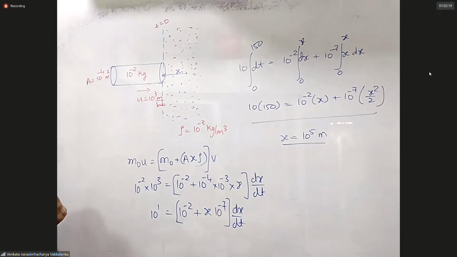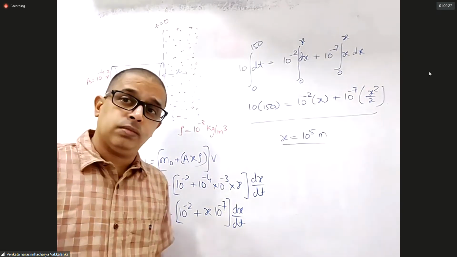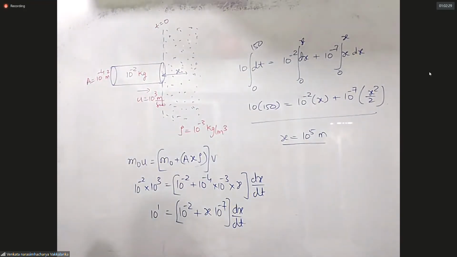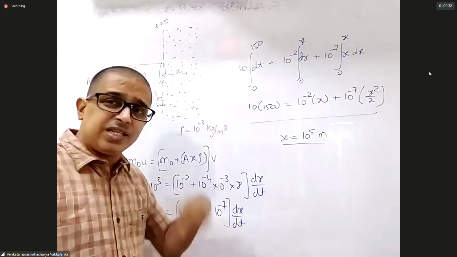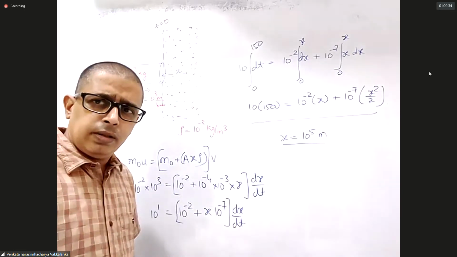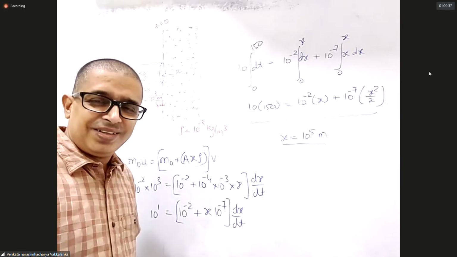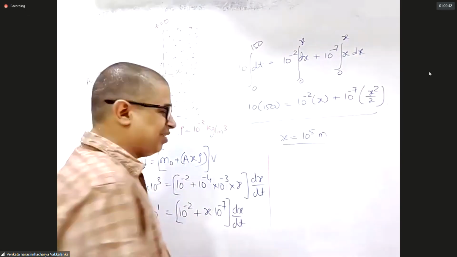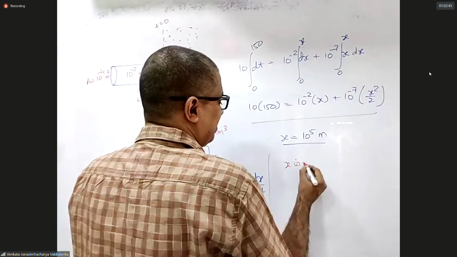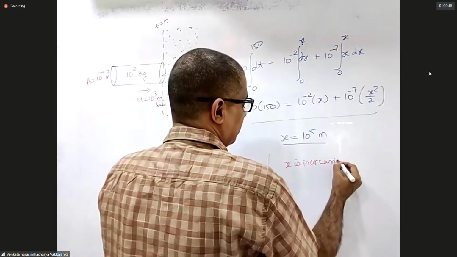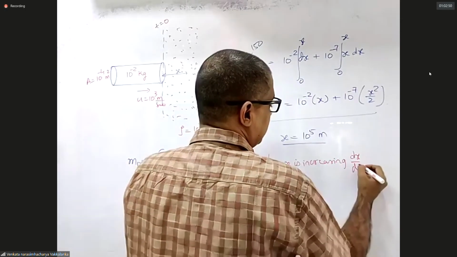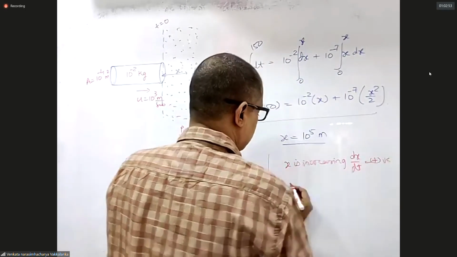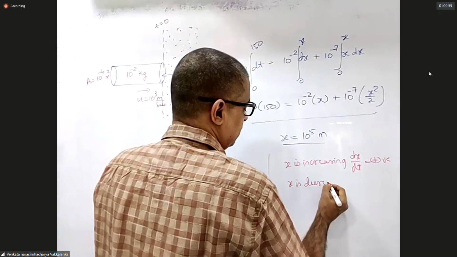Sir, shouldn't v be minus dx by dt? Because as x is increasing, v is decreasing, right? If x is decreasing, dx by dt will be negative. Yes sir. Calculus needs to be introduced for you. अरे नहीं sir, वो थोड़ा है. X is increasing, dx by dt is positive. X is decreasing, हाँ sir, समझ.